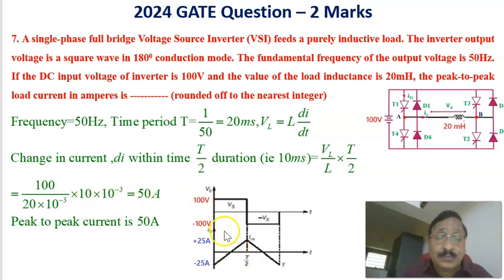Therefore, the total change is 50 amperes, and the current changes from minus 25 amperes to plus 25 amperes. The question is, what is the peak to peak current of the inductor? Since the change in current we calculated is 50 amperes, the current is changing from minus 25 amperes to plus 25 amperes. Therefore, the peak to peak current through the inductor is equal to 50 amperes.